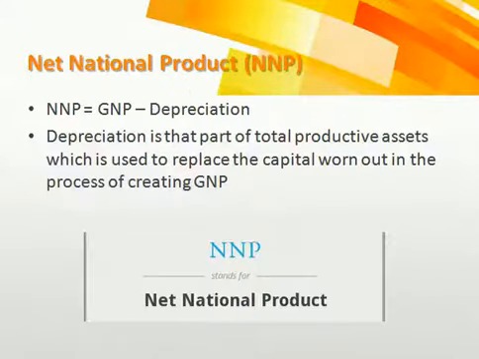The last one is NNP, which is net national product. Net national product is simply the gross national product minus the depreciation. So whatever gross national product we have calculated, we subtract depreciation from it. Depreciation is very similar to what you have studied. It is that part of total productive assets which is used to replace the capital worn out in the process of creating GDP. Don't worry about this statement if you don't understand. Depreciation is basically the wear on the machinery or whatever we are using while manufacturing all the products or providing services in the country.